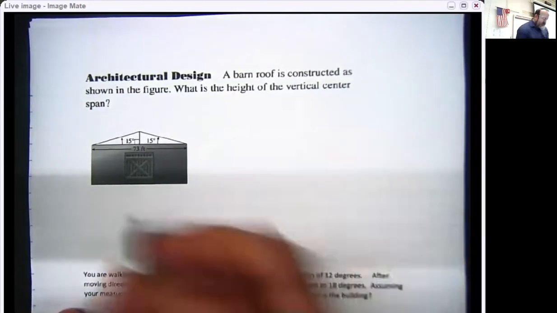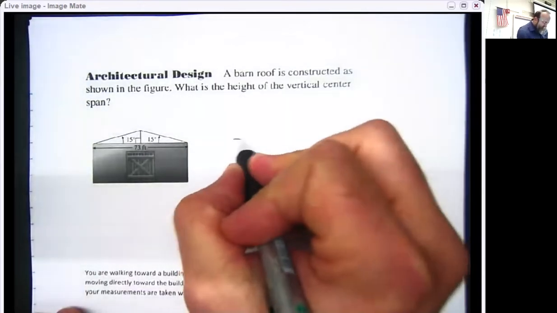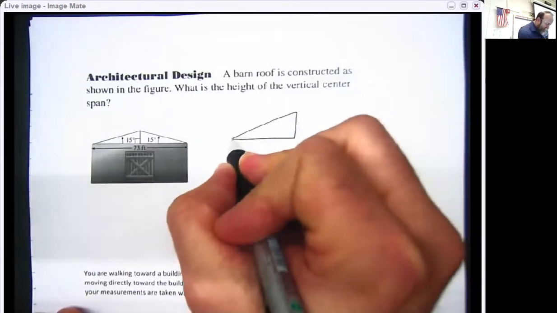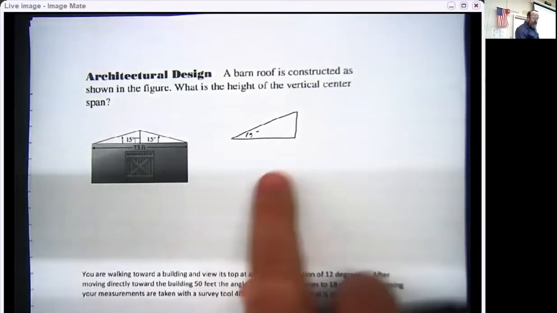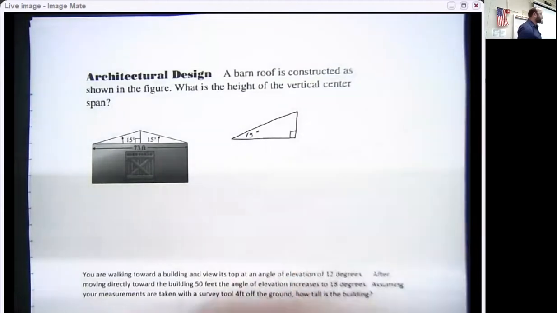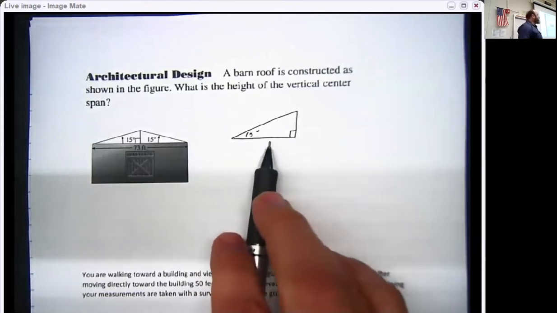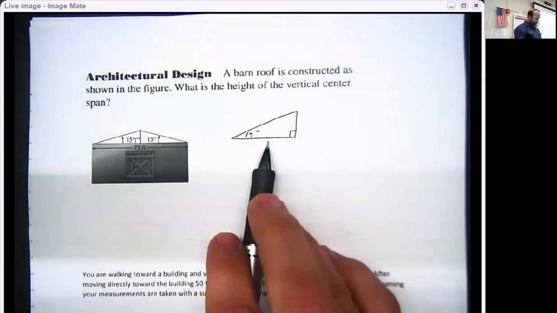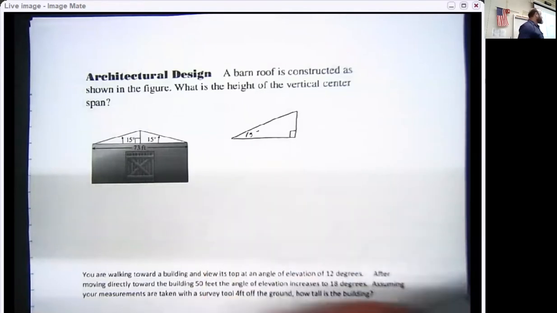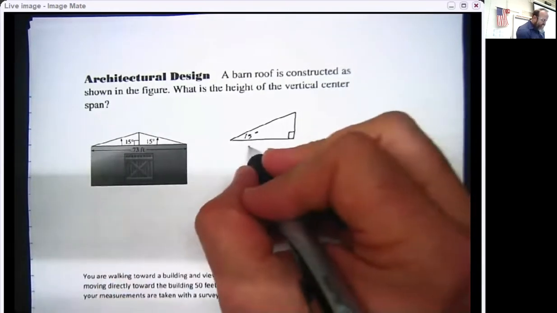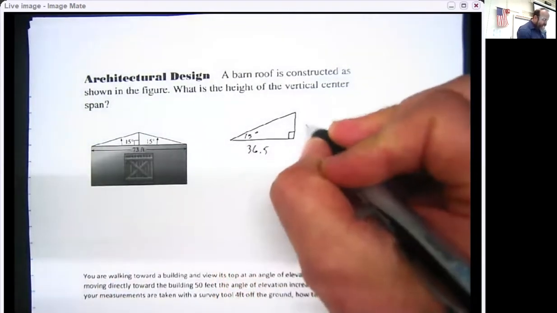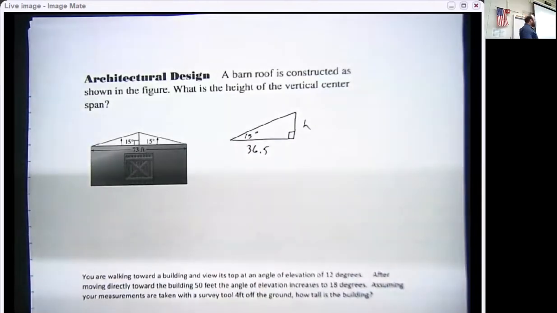So right off the bat, considering that it is isosceles, I think we could probably very quickly discern something. What is going to happen right here if I want to look at this singular right triangle? What's that distance going to be? It's going to be half of 73, isn't it? Because 73 goes the entire span. So we're talking 36 and a half. And again, I want to know what the height of that center post is.